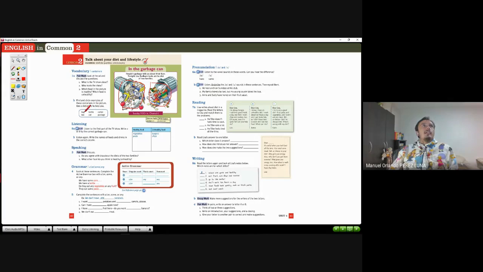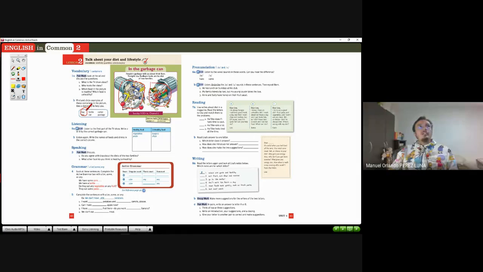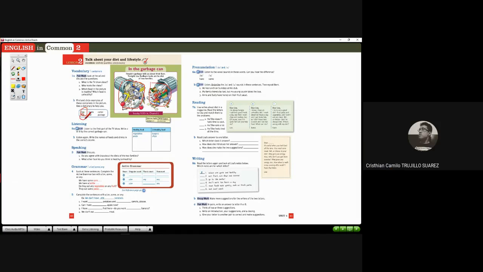For example, find and circle examples about these containers in the picture and use a dictionary. We don't need a dictionary because we already know them. So what is a bag in Spanish? Bolsa. A bag es una bolsa. A box es una caja.